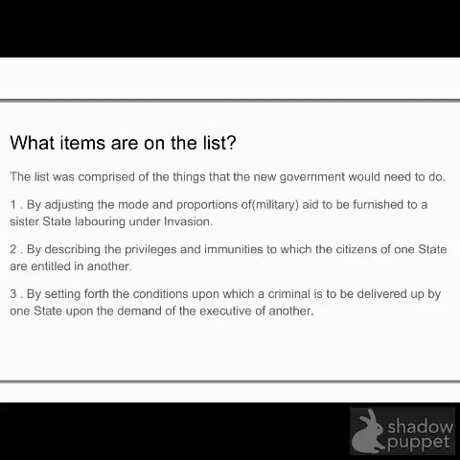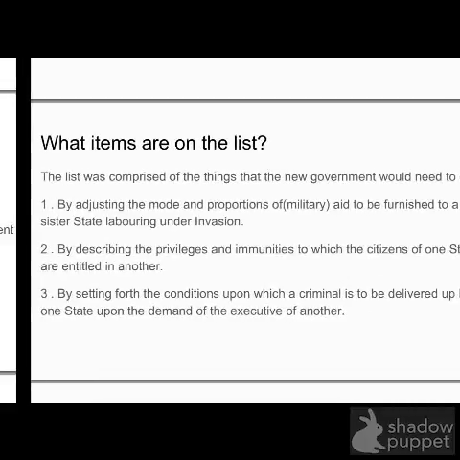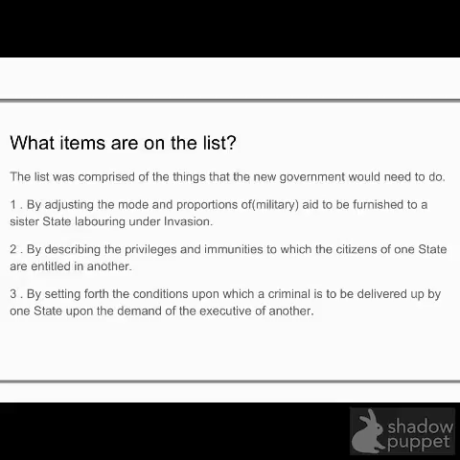And then I went in and looked at the Articles of Confederation, the to-do list that they made, and I put the first three things that they came up with. By adjusting the mode and proportions of military aid to be furnished to a sister state laboring under invasion. If one state goes to war, how do other states help out?